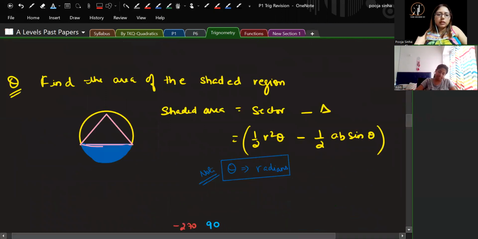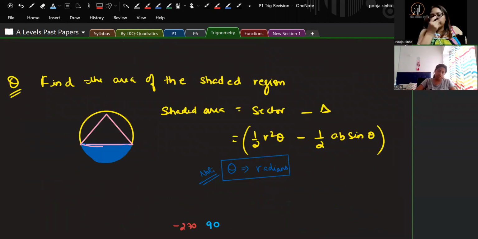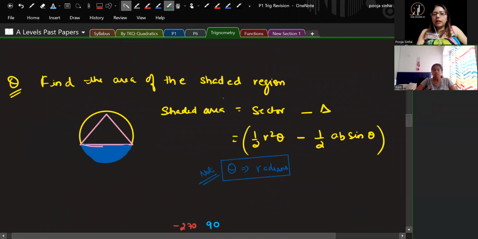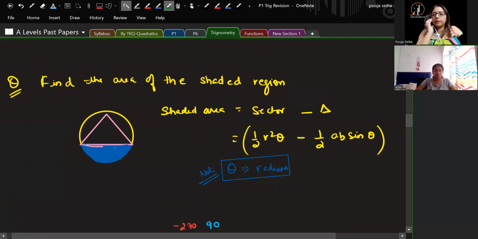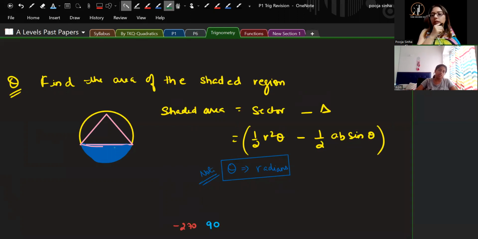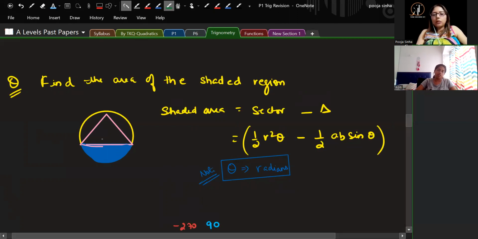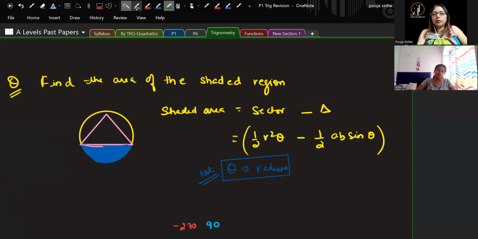So there is a question for you. Find the area of the shaded region. What is the shaded region? Is it the whole circle? What is the shaded region? It's not a semicircle in this case. It's just a small part. So what do we have to do to find this part?